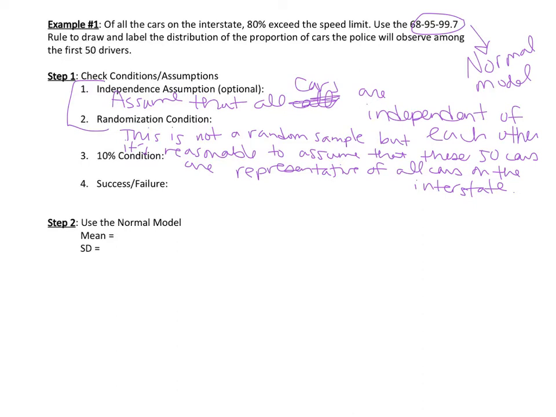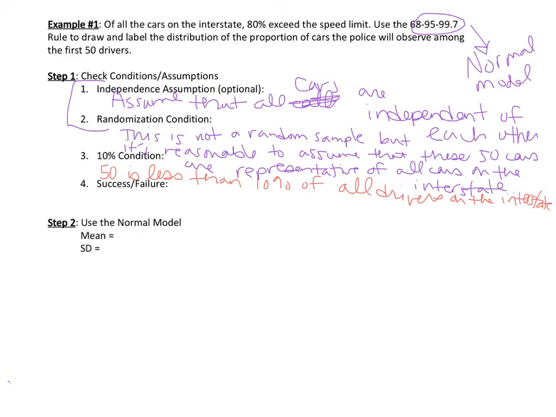The next thing you have to check is called the 10% condition. And this needs to be satisfied in order to use the standard deviation formula that we're going to use in just a minute. And all we're going to say is, you think about how many possible drivers on the interstate. Our sample size of 50 is less than 10% of all drivers.